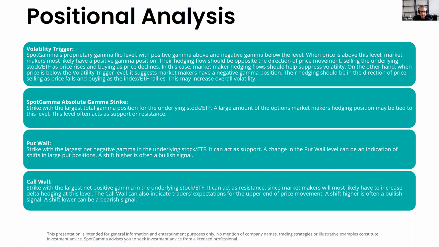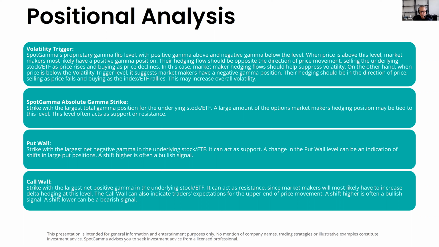And then they can buy back the underlying QQQ or NQ as price decreases. So that is a positive gamma environment, and that has been pretty rare in the last year. And then on the other hand, below the gamma flip level, the volatility trigger, SpotGamma assumes that market makers are short puts. So that is a negative gamma environment, and they have to sell QQQ or futures as price decreases, and they can buy back the underlying or futures as price increases.